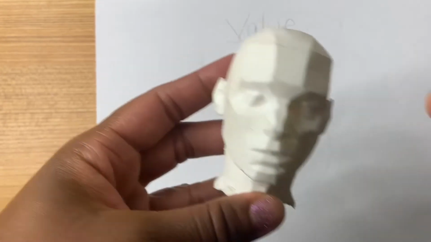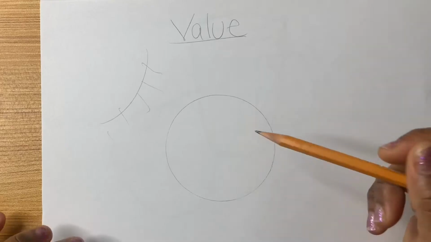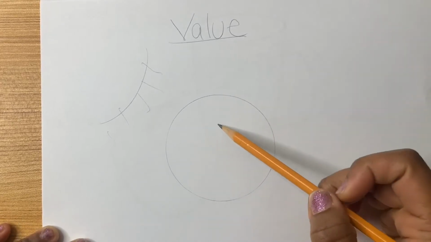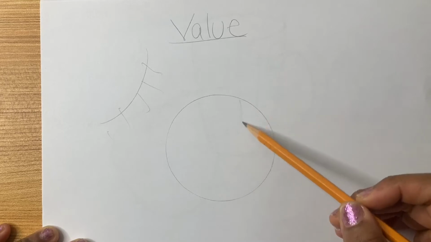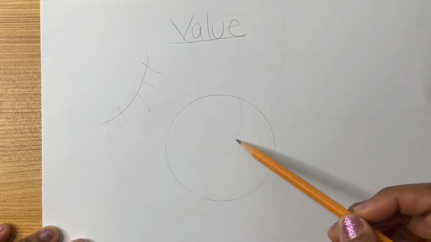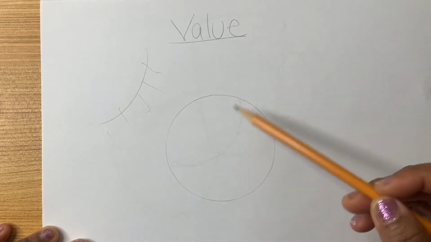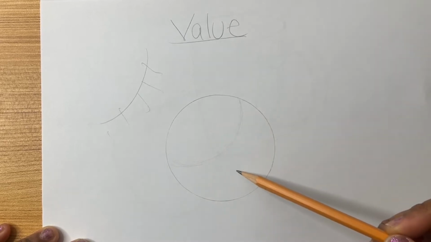Is that clear? Okay. How does that apply to a sphere? When you're looking at two simple values, we want to break them up this way. I'm going to do a semicircle that goes across. This whole area will be light mass. This whole area will be shadow mass.